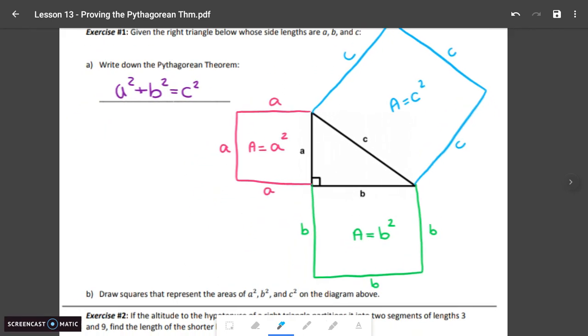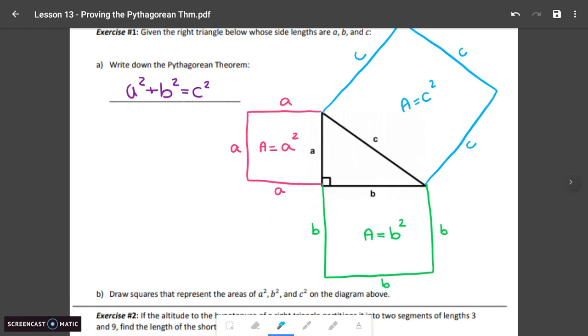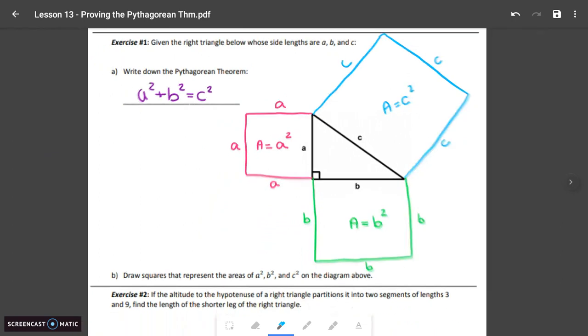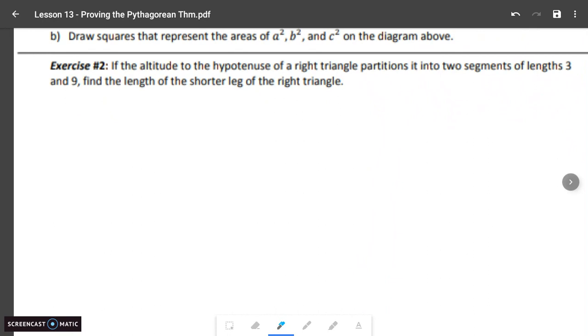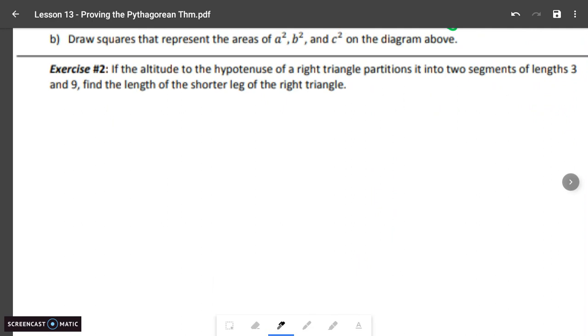While we've done something similar earlier in the year, we now have new information that can help us show definitively why the Pythagorean theorem will always work. But first, we're going to revisit something we've done a little bit more recently. So in exercise number 2 here, we have an altitude to a right triangle that partitions it into two segments of lengths 3 and 9. So we know that that's going to happen from a right triangle.